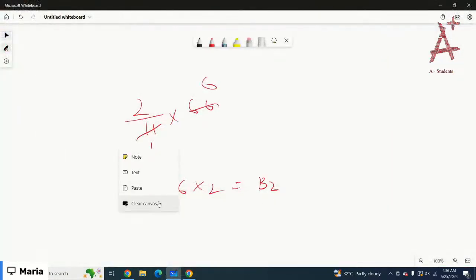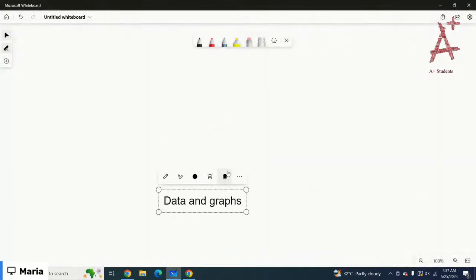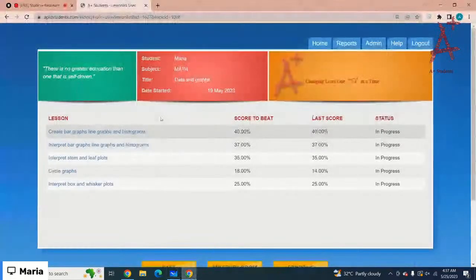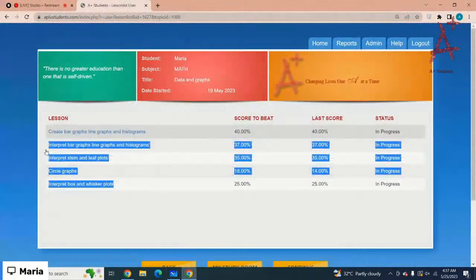So, we are working on grade 9 maths. The chapter we're working on is Data and Graphs, and the lessons we have covered from the chapter are: we started with interpret bar graphs, line graphs, and histograms. Then interpret stem and leaf plots, then circle graphs, and we just did interpret box and whisker plots. So please make sure before the next session you complete all the test questions for the lessons we did today. If you need more help with any of the lessons, you can contact any tutor on Skype. They are available from Monday to Friday, 5 to 9. So if you have any questions, please ask.